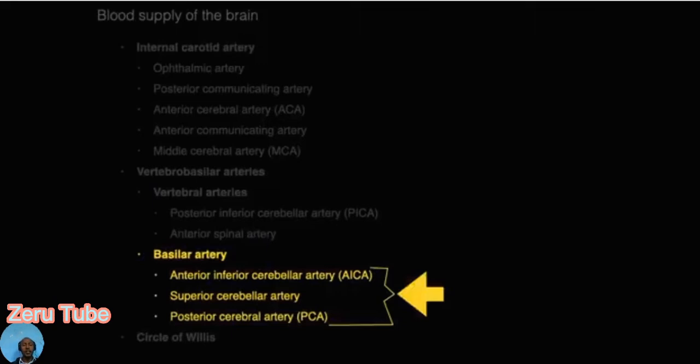We have three major branches of the basilar artery: the anterior inferior cerebellar artery, the superior cerebellar artery, and the posterior cerebral artery.